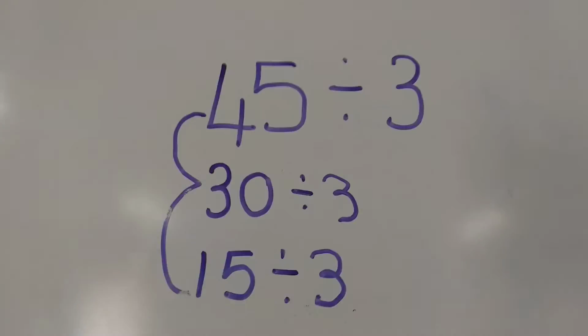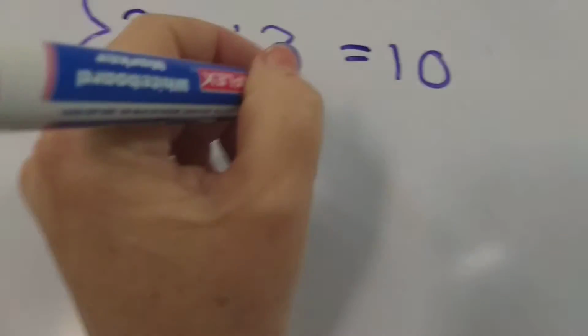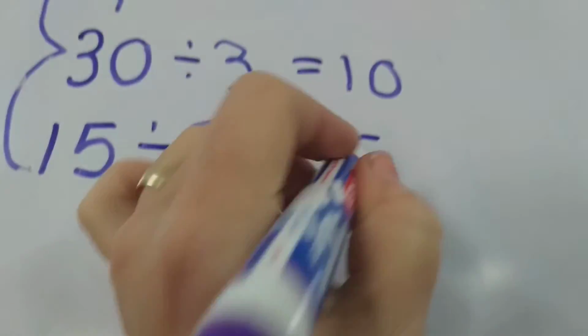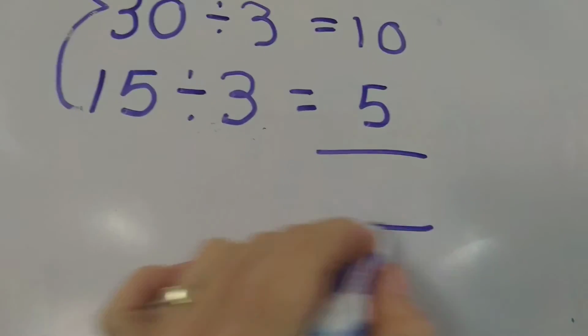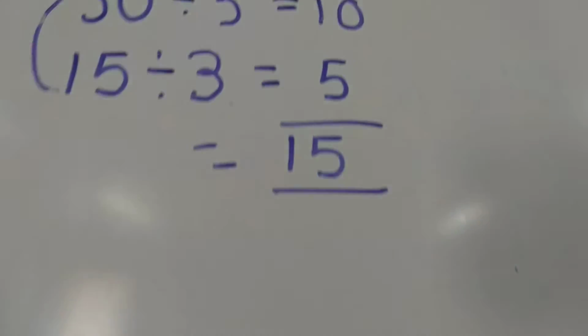Let's finish the sum. 30 divided by 3 is 10. 15 divided by 3 is 5. We add those two amounts together and we get an answer of 15.